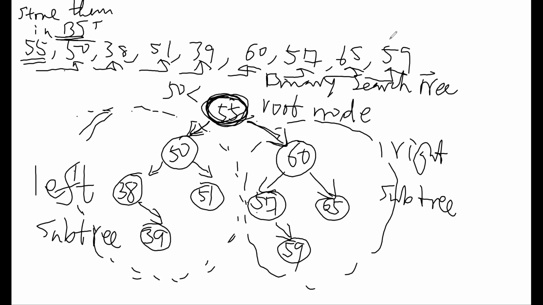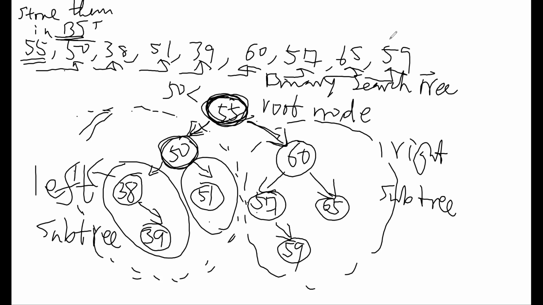And you will also see that node 50 also has its left subtree and right subtree. So it's a kind of recursive idea. Each node can have two subtrees, left subtree and right subtree. So that's a term.